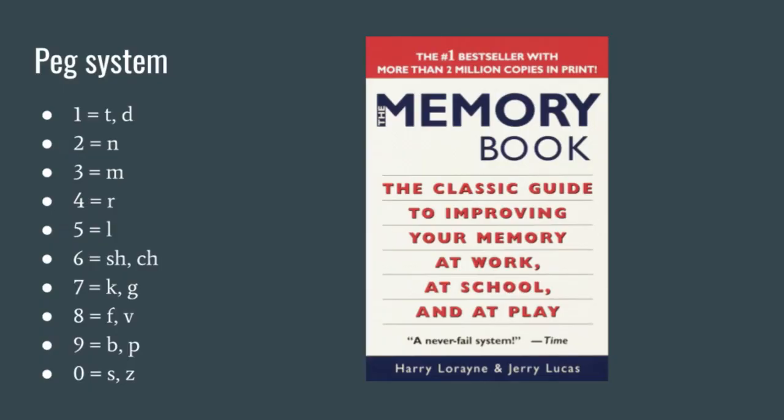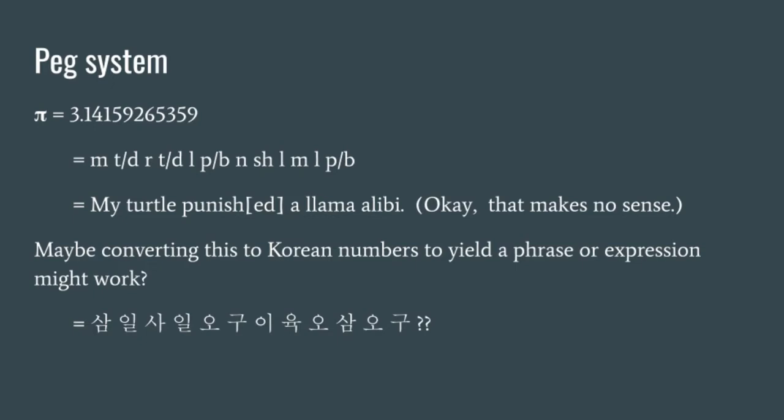So the one is going to correspond to a T or D. The four is going to correspond to an R. The one, T or D. So five is an L. Nine is a P or B, and so on. So then you convert this to an expression mnemonic, like the expressions we saw earlier, like every good boy deserves fun or fudge.